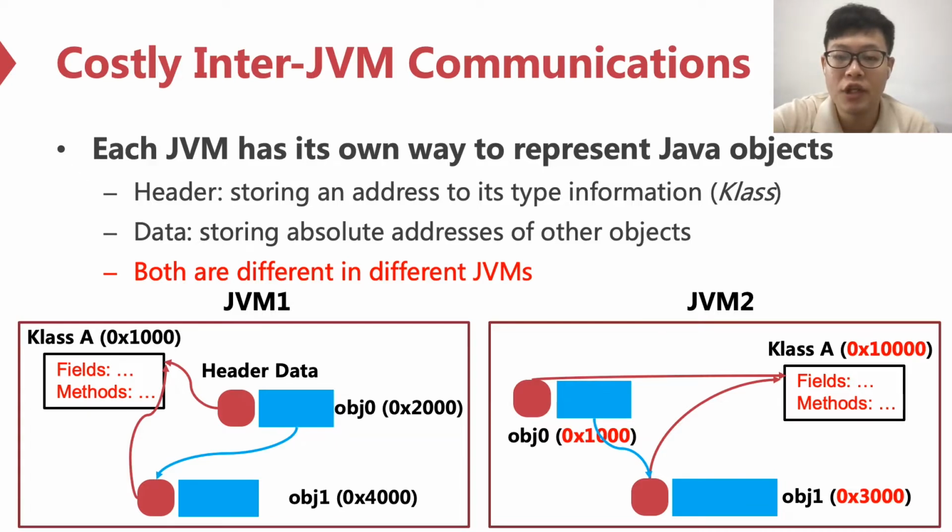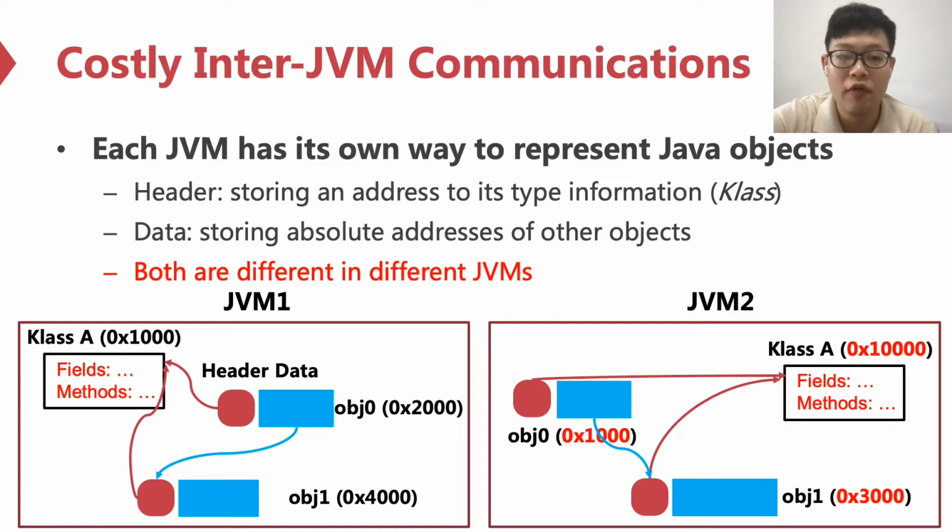This is because each JVM has its own way to represent Java objects, which can be divided into 2 parts. The first part is the header, which stores metadata for each object. The most important thing is an address to the object's type information, which is called a class in OpenJDK. The second part is data, which can store references to other objects. The reference is encoded as the absolute virtual address of other objects. Both header and data differ across JVMs.